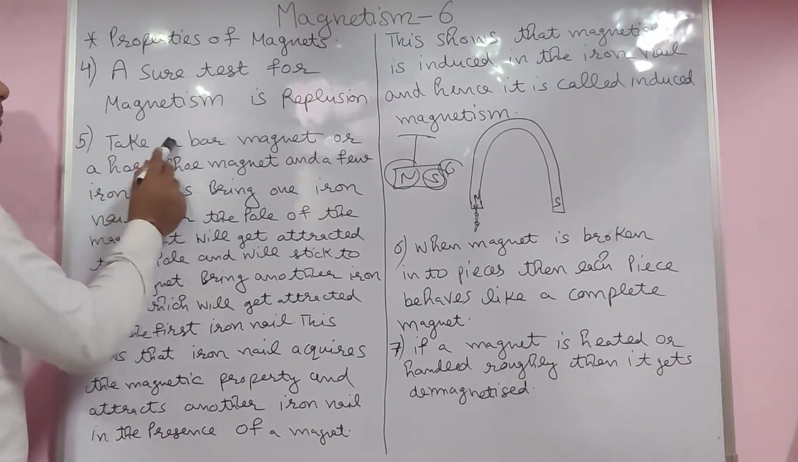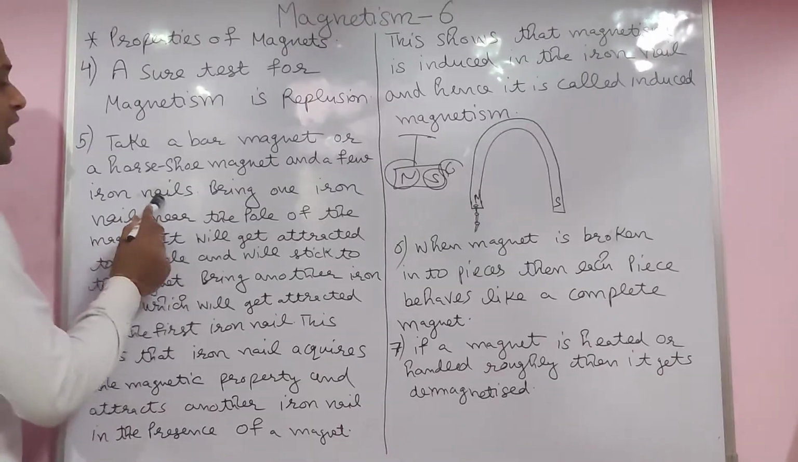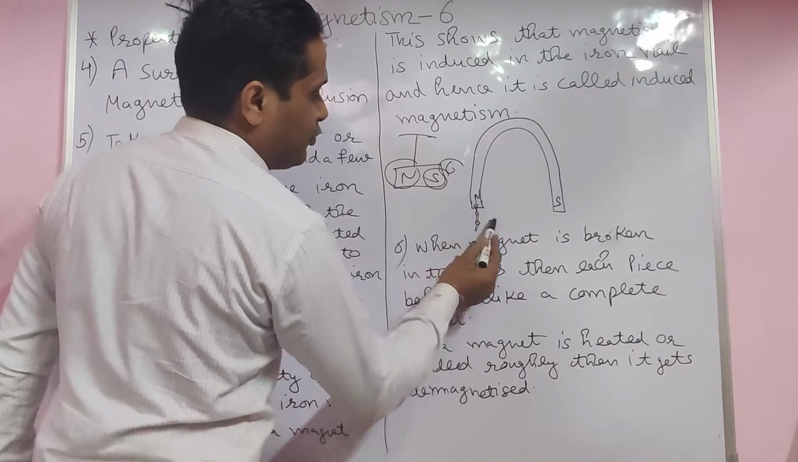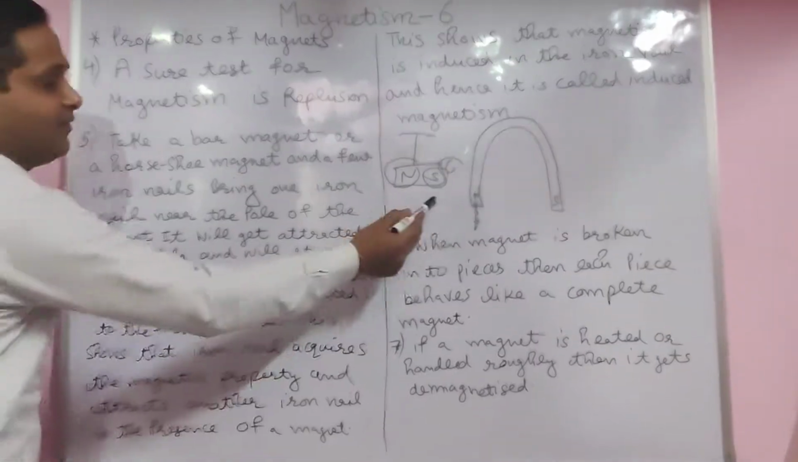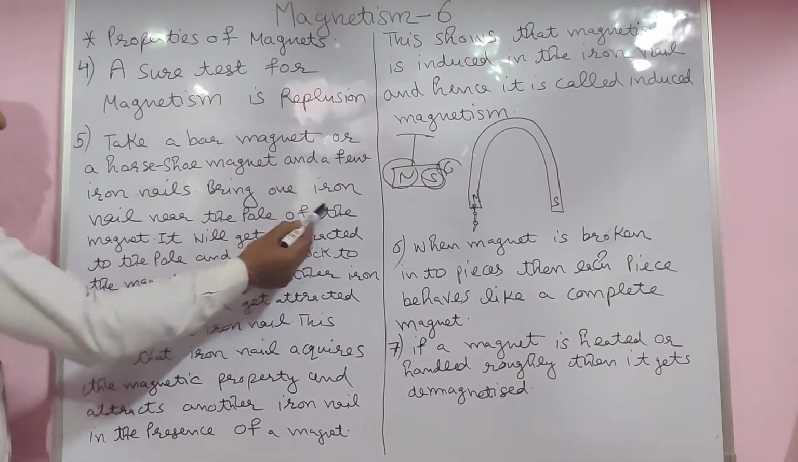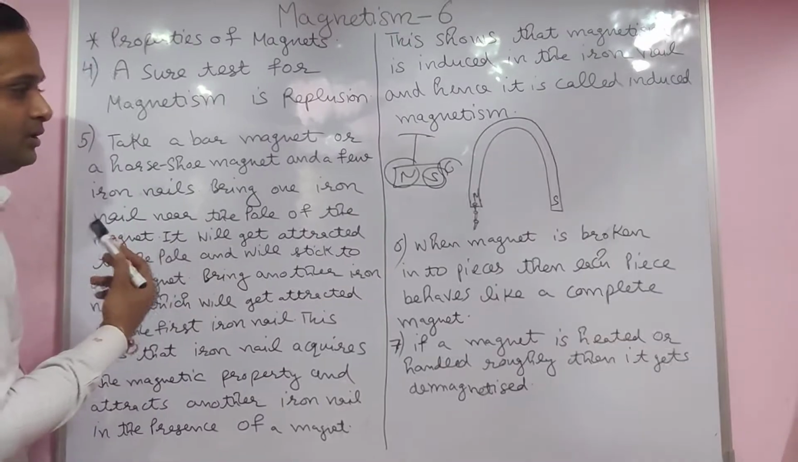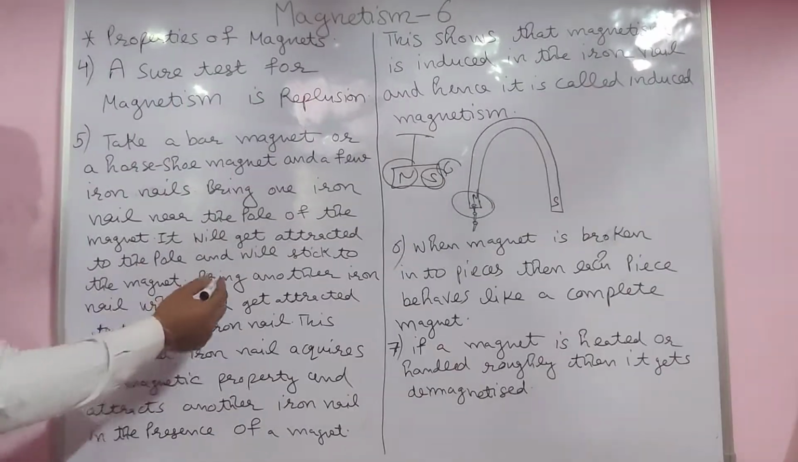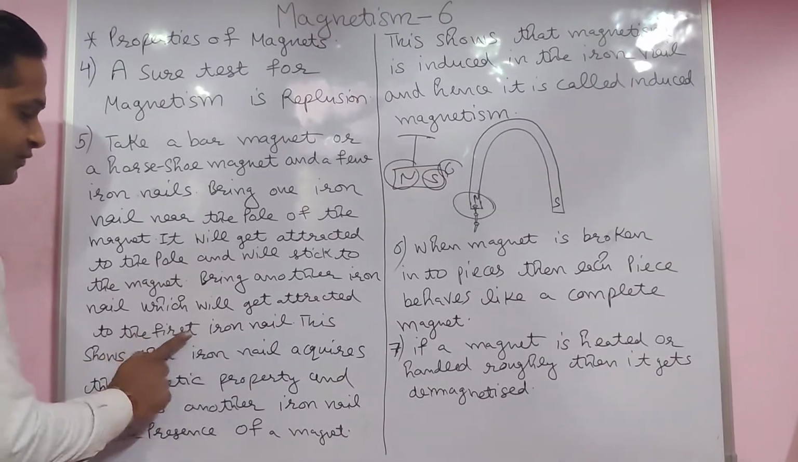Next property: take a bar magnet or a horseshoe magnet and a few iron nails. Bring one iron nail near the pole of the magnet. It will be attracted toward the pole and will stick to the magnet. See here. Bring another nail, which gets attracted to the first iron nail.